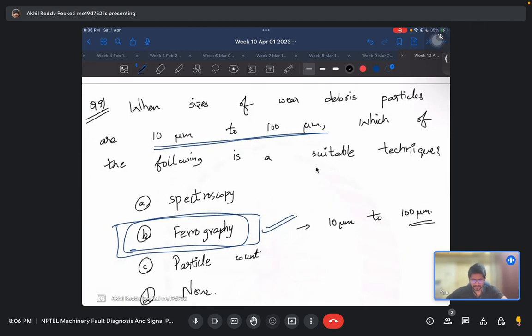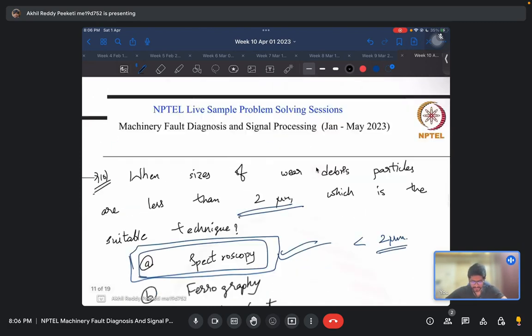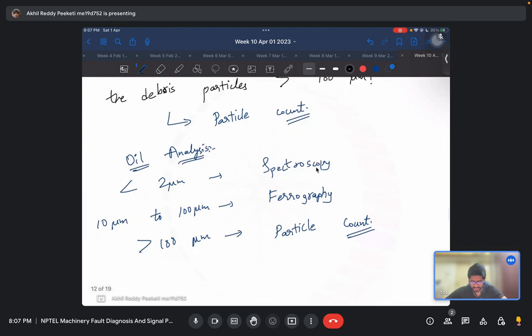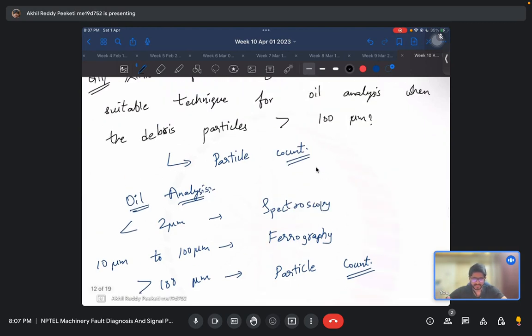Where debris particle sizes are 10 to 100 microns, which of the following is a suitable technique? If the sizes are between 10 to 100 microns, then ferrography. So this is when you can analyze the oil inside an electric motor or a transformer system which has oil, and if there is any wear and tear, debris forms, and you can analyze this debris by collecting the oil which carries it.